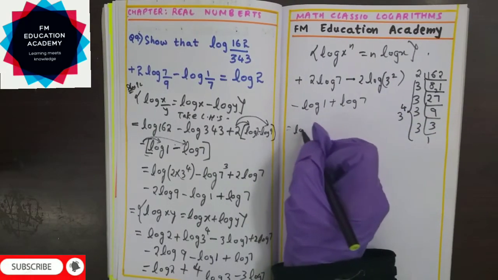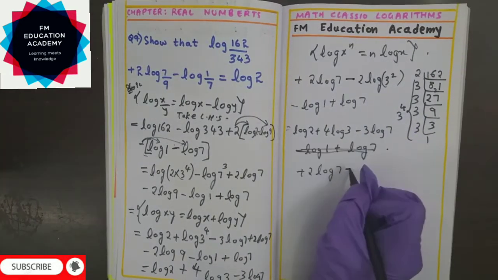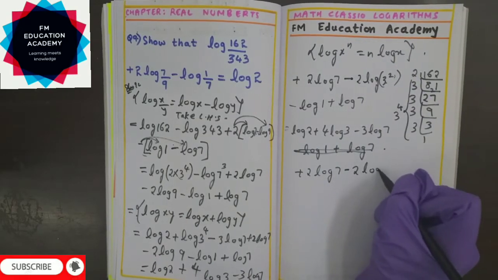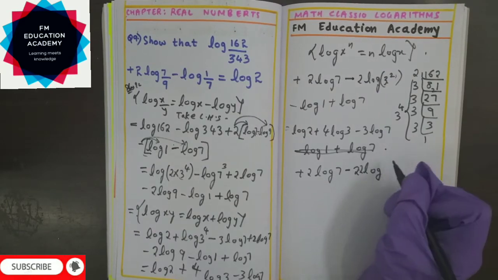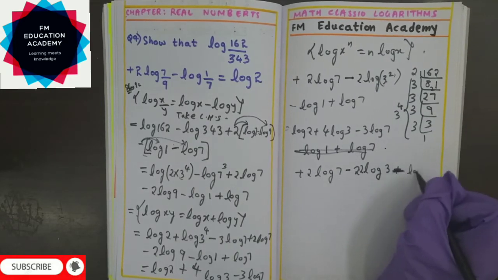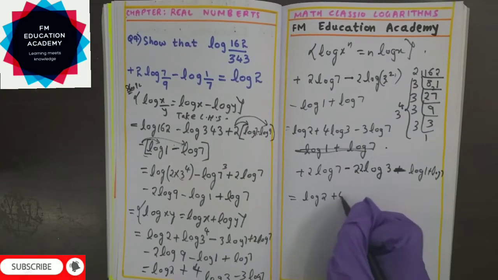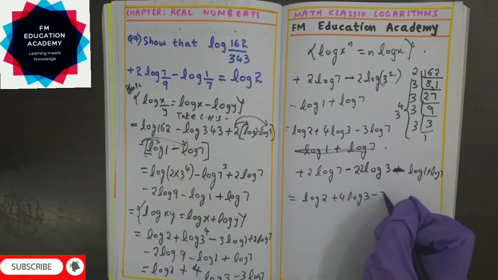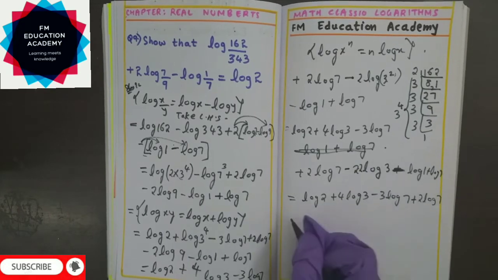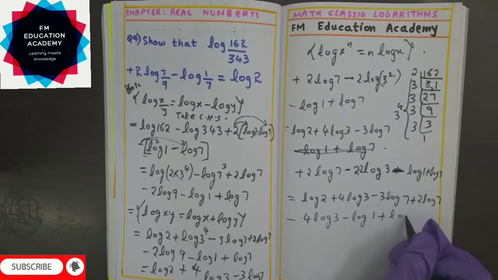So that is nothing but log 2 plus 4 log 3 minus 3 log 7, 2 log 7 minus. This is again of the form of log x power n. Log x power n is n log x. So 2 into 2 log 3, because this 2 will come here, minus log 1 plus log 7. So that is nothing but log 2 plus 4 log 3 minus 3 log 7 plus 2 log 7 minus 2 2s are 4 log 3 minus log 1 plus log 7.